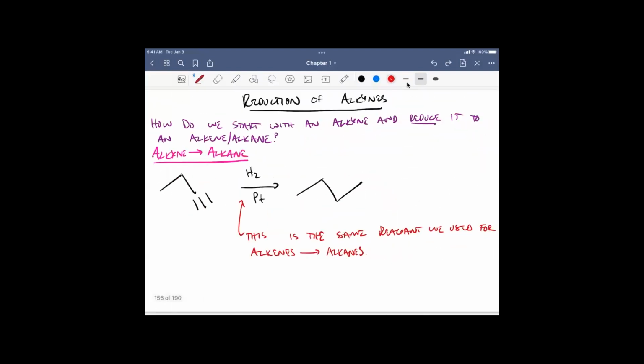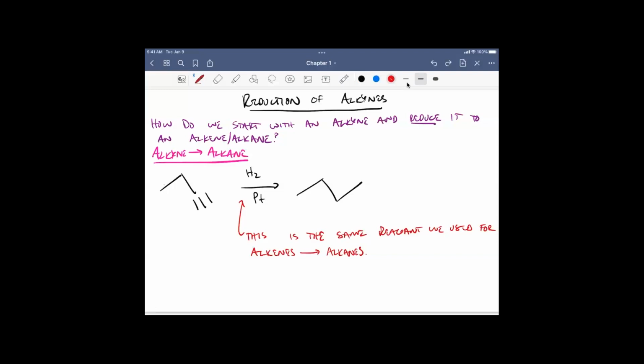And yep. So how do we reduce alkynes? If you watched my alkene video and the reactions with that, you'll see that this reagent is the same reagent that we use to reduce alkenes to alkanes. And we can do the same thing where we reduce alkynes to alkanes. So we can use H2 and Pt and reduce that triple bond into a single bond, into an sp3 hybridized bond.